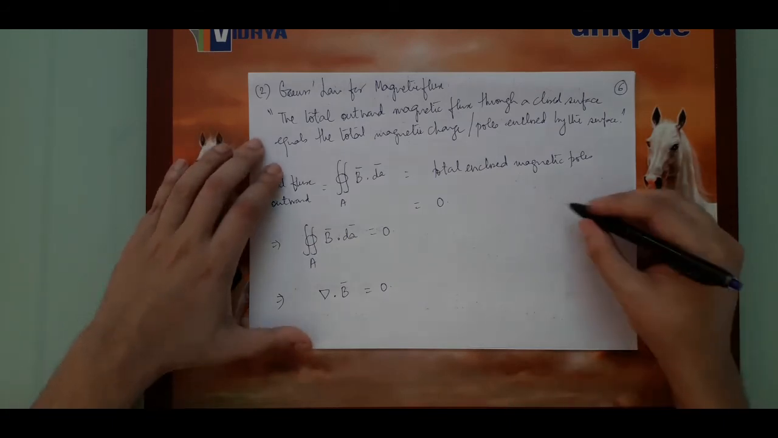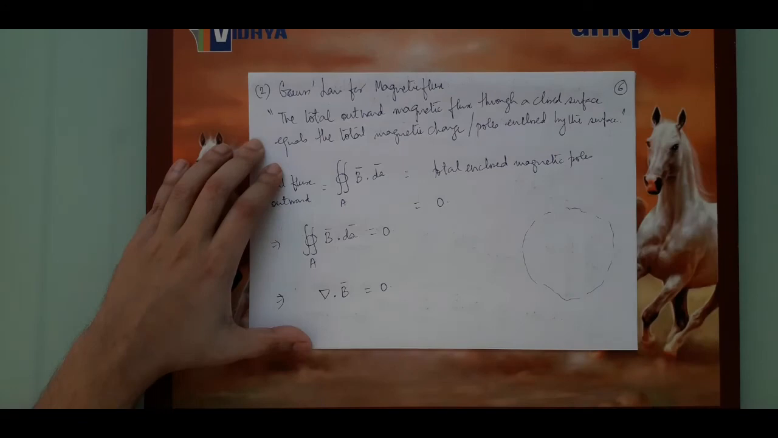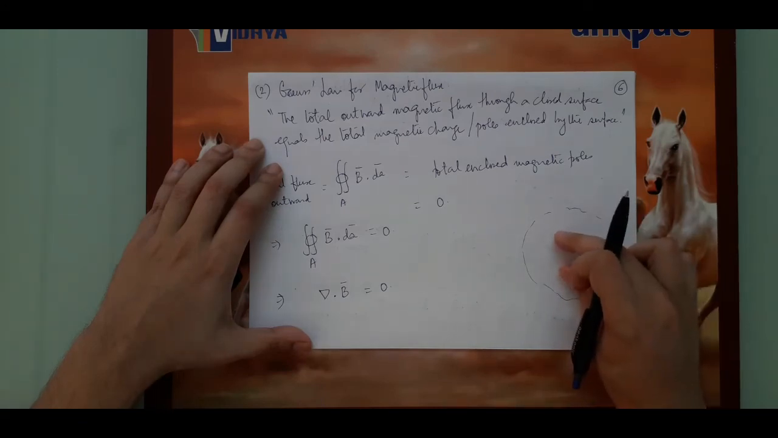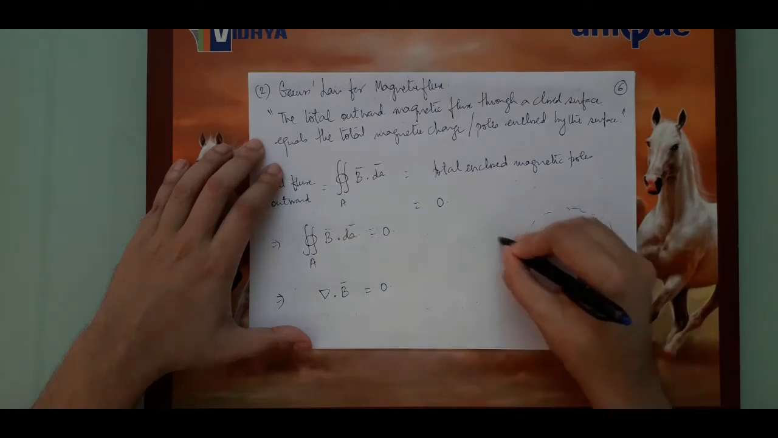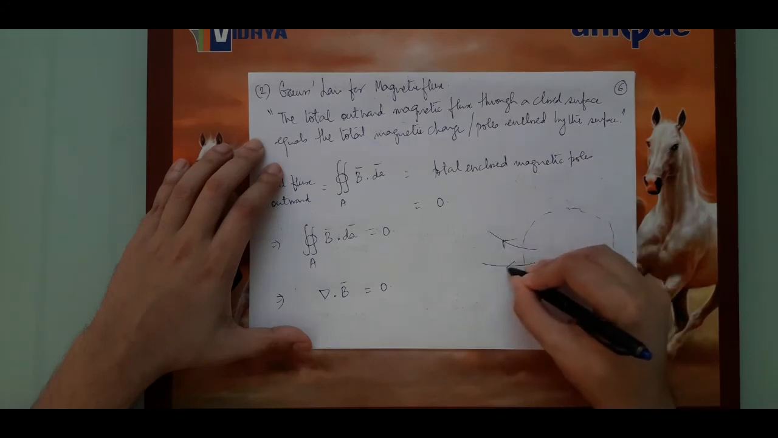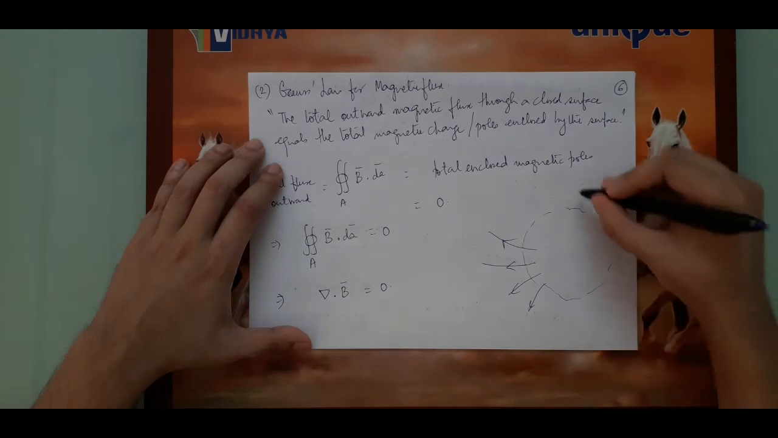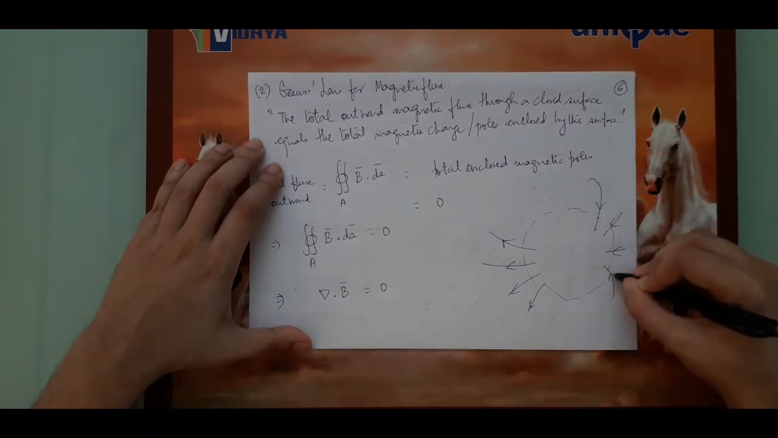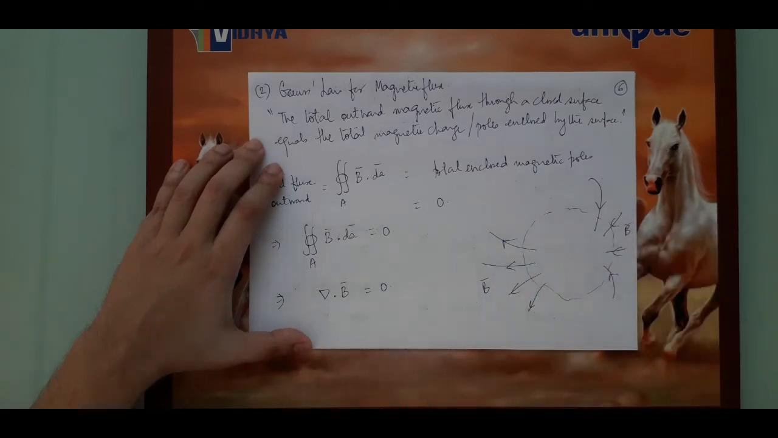So what this means is, if you have a Gaussian closed surface and you have magnetic charges enclosed inside having equal number of north and south poles, the field lines may be coming out like this. That is, they are diverging from one side, but they will definitely converge from the other side, which makes the net divergence 0.